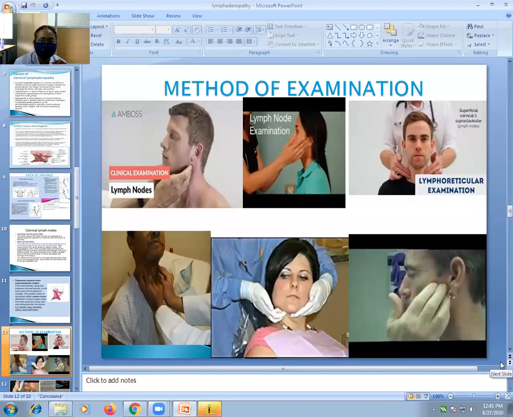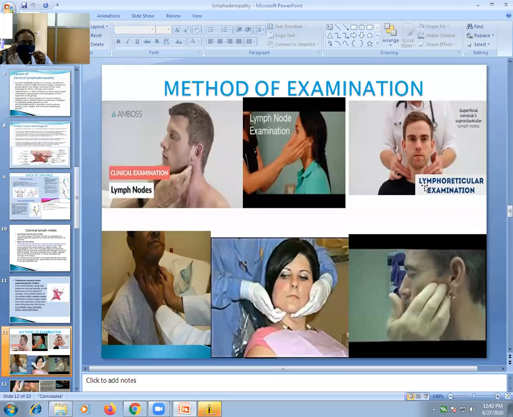Now, how to examine an enlarged lymph node, how to check for enlargement of lymph nodes. So these are the methods to palpate lymph nodes. Lymph nodes are always palpated with the pulp of three fingers in rolling fashion with mild pressure.